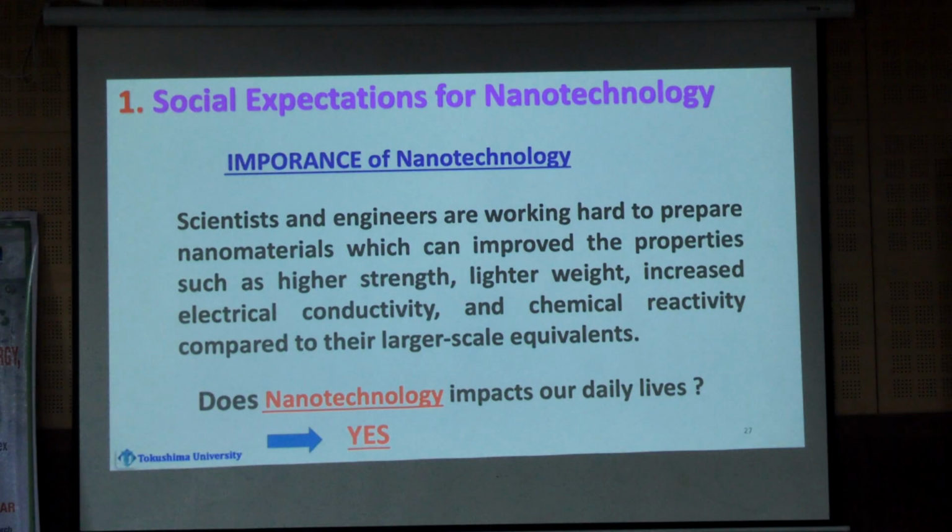So nanotechnology is useful in our life. With the help of nanomaterial and nanotechnology, we can find some solutions. That solution is addressing the demand of society.